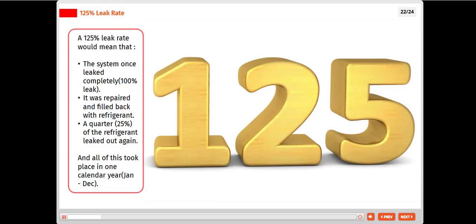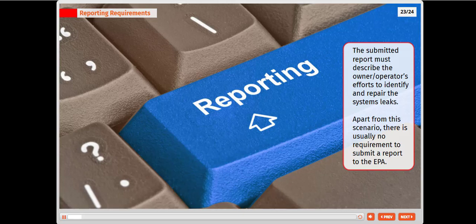A 125% leak rate would mean that the system once leaked completely, 100% leak. It was repaired and filled back with refrigerant. A quarter, 25%, of the refrigerant leaked out again. And all of this took place in one calendar year, January to December. The submitted report must describe the owner or operator's efforts to identify and repair the system's leaks. Apart from this scenario, there is usually no requirement to submit a report to the EPA.